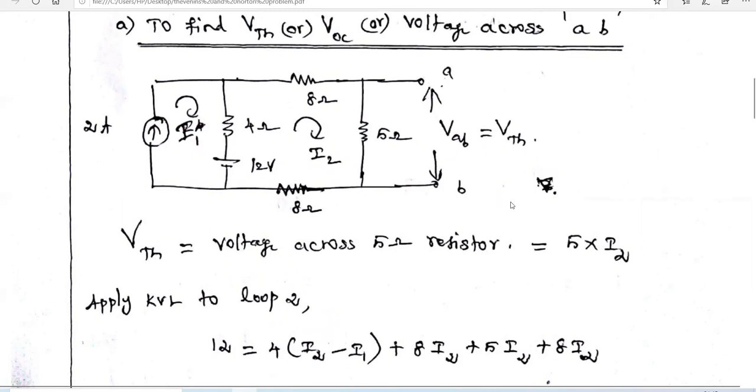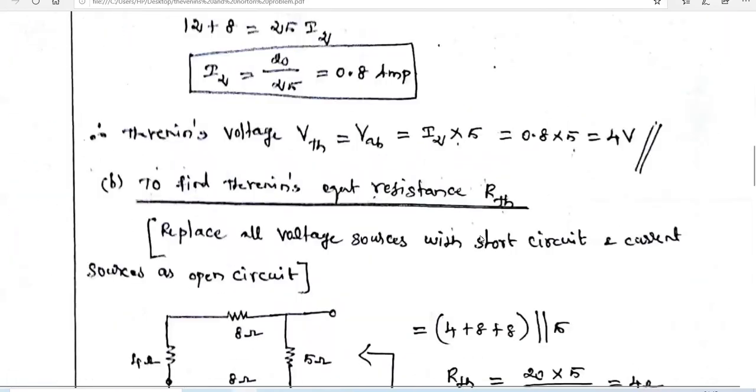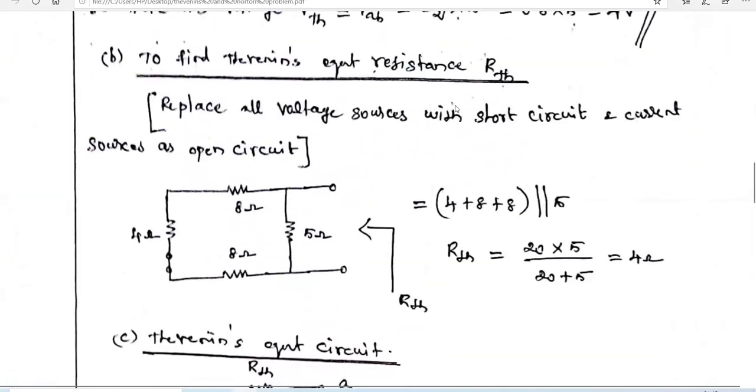Thevenin's resistance. During the calculation of this Thevenin's resistance, we have to deactivate all voltage sources and current sources. If you make the voltage source value 0, it means the voltage sources are short circuited, and if the current source is 0, it means the current sources are open circuited. Now we will get the diagram like this.